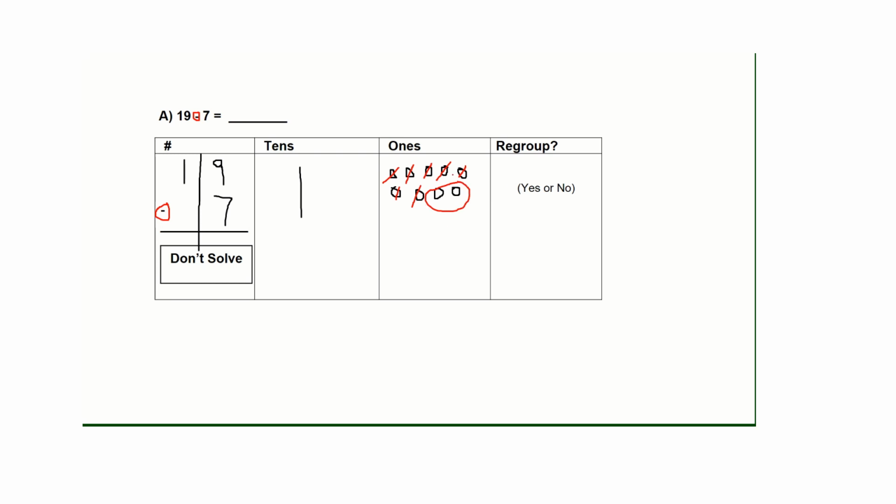If I'm able to take away in the ones place and I did not borrow from the tens place, that means I did not regroup because I had enough, so I did not need to regroup. So I circled no. Remember, I'm not solving it today because we just want to figure out if we need to regroup or not. So my answer was no.